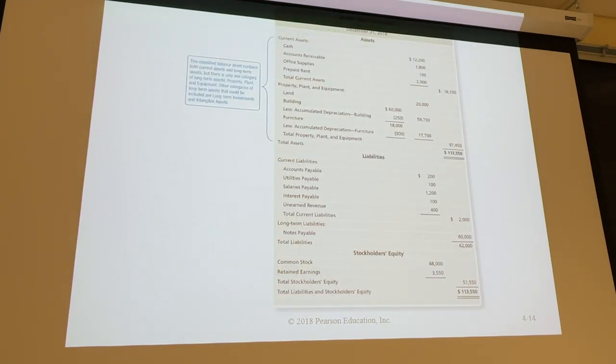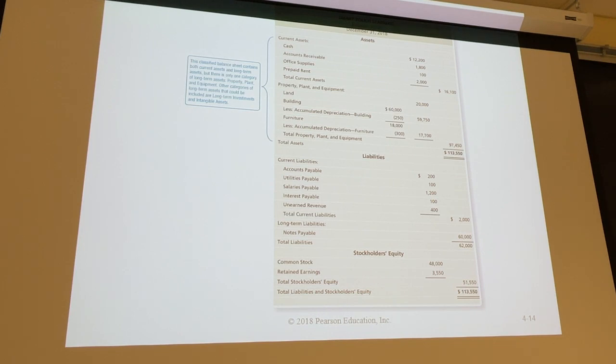So now, looking at the entire classified balance sheet, it would look like this. Under assets, first of all, we have a label that says current assets. You see the current asset accounts they list there are cash, accounts receivable, office supplies, and prepaid rent. And then they have a line that says total current assets.